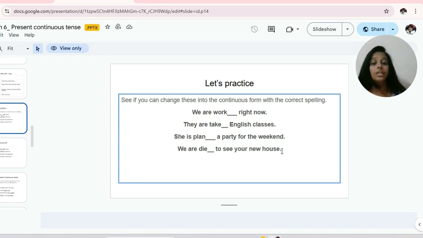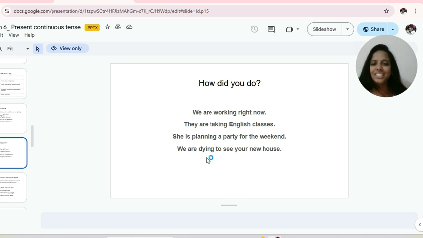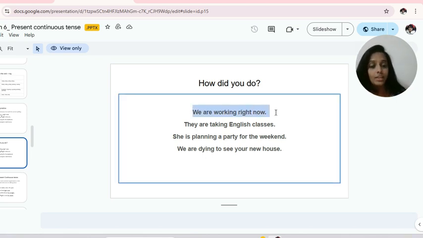So remember, you need to change these into continuous form with the correct spelling. How did you do it? We are working right now. They are taking English classes. She is planning a party for the weekend, doubling the consonant, planning. We are dying to see your new house, dying. So that D-I-E, we have dropped the I-E and that has been changed to Y and we are adding I-N-G. We are dying to see your new house.